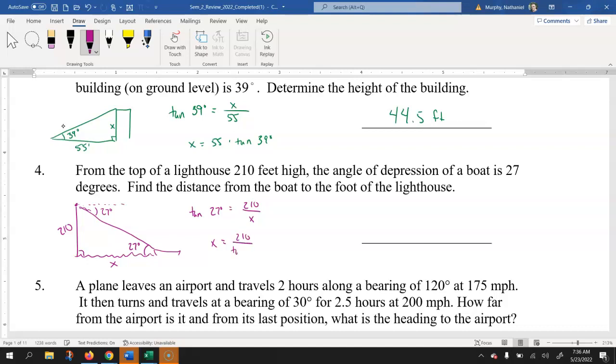So we take 210 divided by the tangent of 27 degrees. When you do that on your calculator, again, make sure your calculator's in degrees right now. We haven't worked with radians. These are all in degrees. You end up getting 412.15 feet.